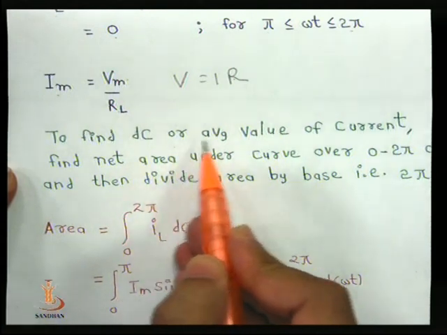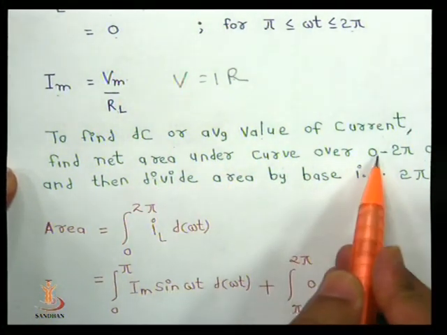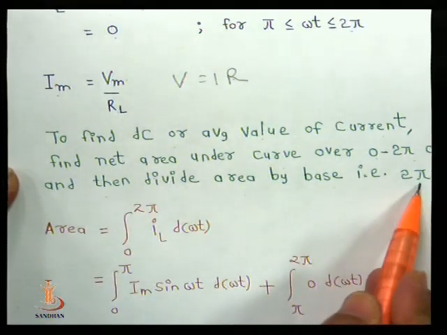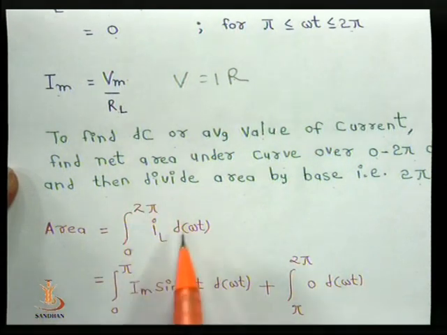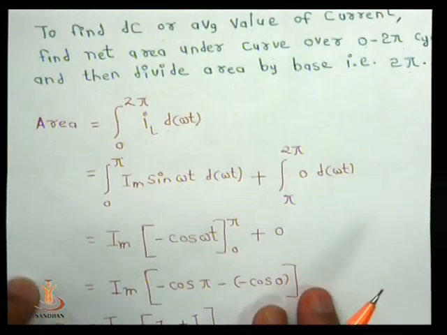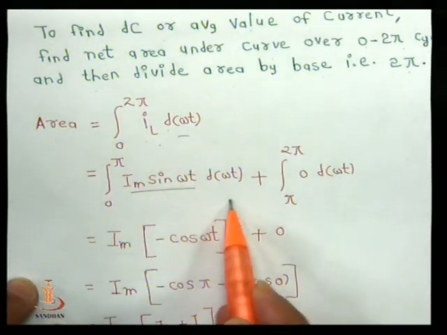the DC or average value of the current, take the net area under the curve over the 0 to 2 pi cycle and then divide the area by the base, that is 2 pi. Area equals the integral from 0 to 2 pi of IL d omega t. You know the value of IL is nothing but Im sin omega t d omega t, as it is, plus the integral from pi to 2 pi.